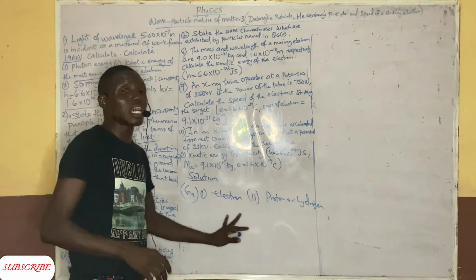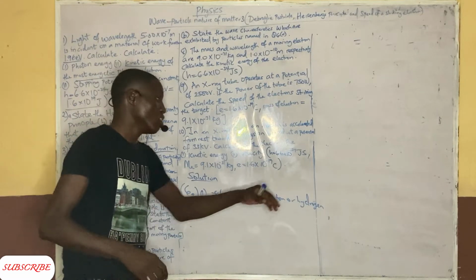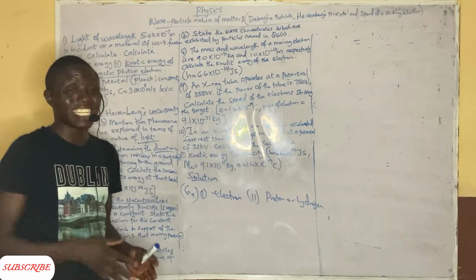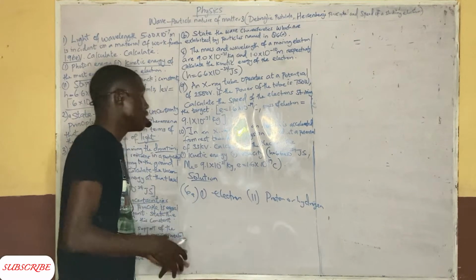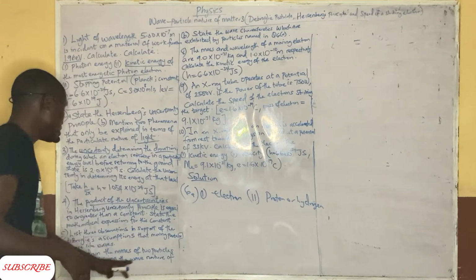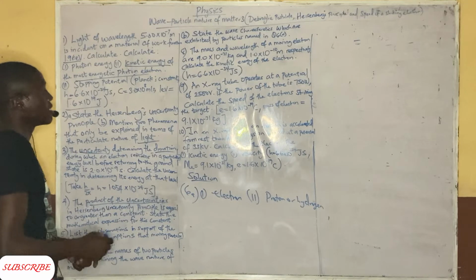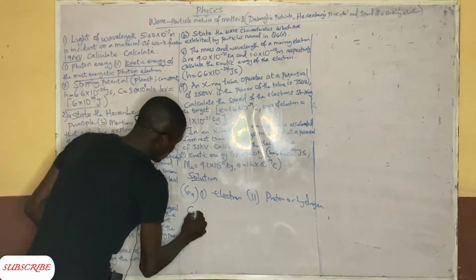So these are the particles that are majorly used: electron and proton. Also sometimes they can use helium. So these are the major particles that can be used to explain the wave nature of matter. That's 6A for you.